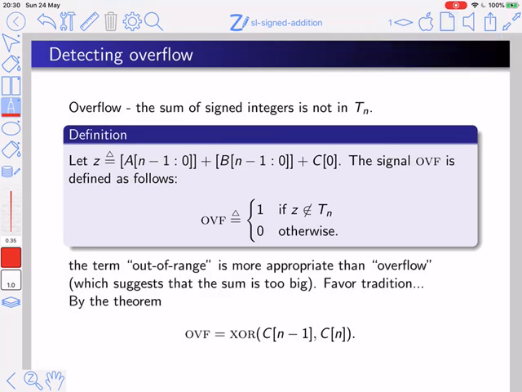Okay, now I want to detect overflow. I have my desired sum, and I want to know whether the desired sum is in Tn or not in Tn. Overflow is 1 if Z is not in Tn and 0 otherwise. You may say that the name overflow suggests that Z is too big. Well, in fact, what it says is that it's out of range. But the literature refers to this incident in which Z is not in Tn as overflow, so we will favor tradition here. And by our theorem, we know that the overflow signal is simply the XOR of the 2 carry bits Cn and Cn-1.